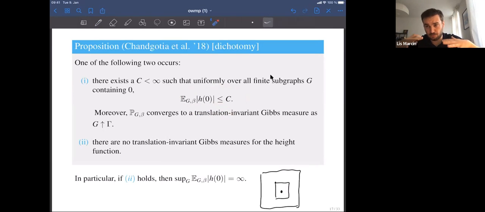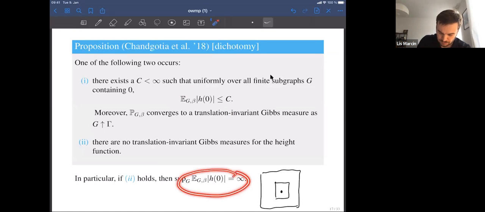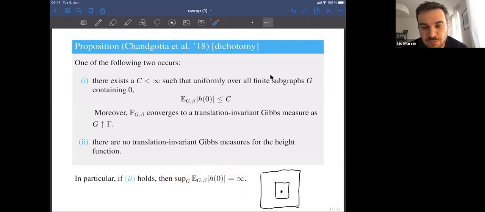And then also the whole distribution of the model converges to an infinite volume limit height function. And the second case is when the fluctuations of the height function in the center of the box are unbounded. So the model delocalizes, and in particular, there is no translation invariant Gibbs measure for the height function. So in the second case, we have that the supremum of the expected value of the height function in the middle of the box diverges. So these are two possible phases for the height function, which is a dual model of the spin model.